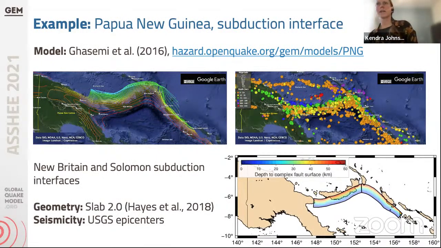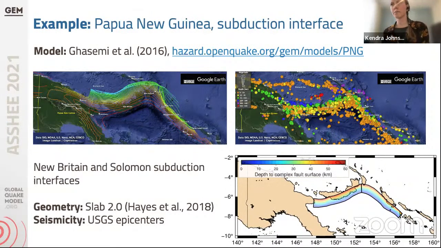So drawing on an example from the global hazard mosaic, we'll take a look at the Papua New Guinea subduction interface. And so this model includes two subduction interfaces corresponding to New Britain and Solomon subduction zones. And in the top left image here, the colored contours are drawing from the Slab 2.0 model, which is indicating the geometry of the subduction interface. And the colors are indicating depth. So the red is the shallow part of the subduction zone. And as it transitions to orange and then yellow and green, it's getting deeper and eventually leaving the interface itself and starting to correspond to the top of the slab.